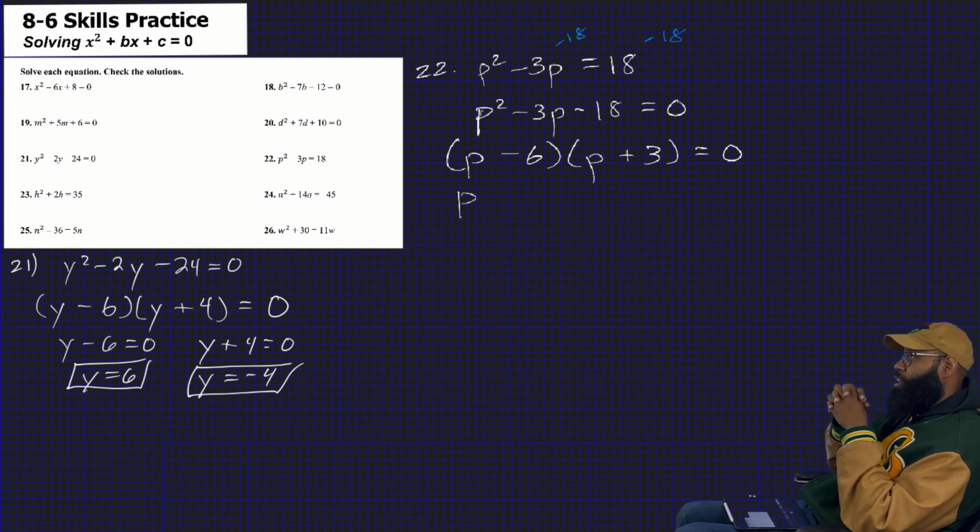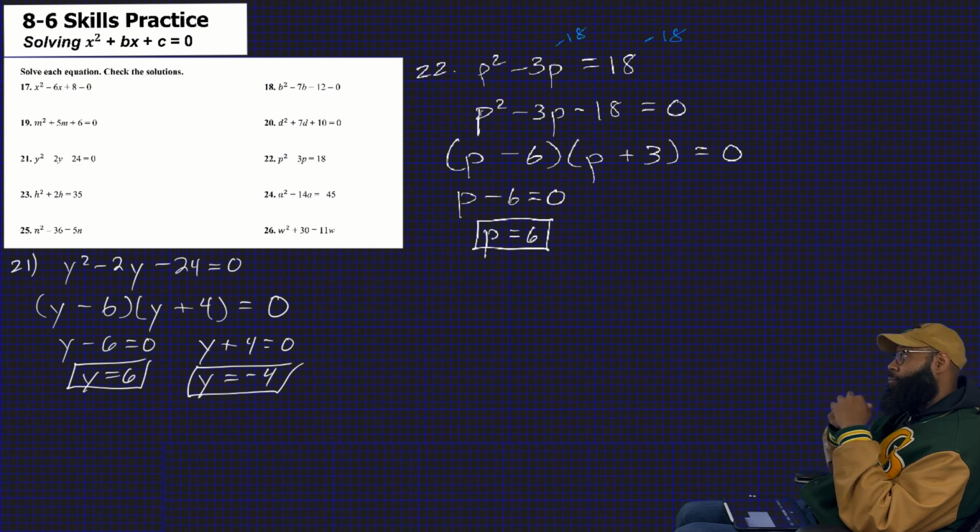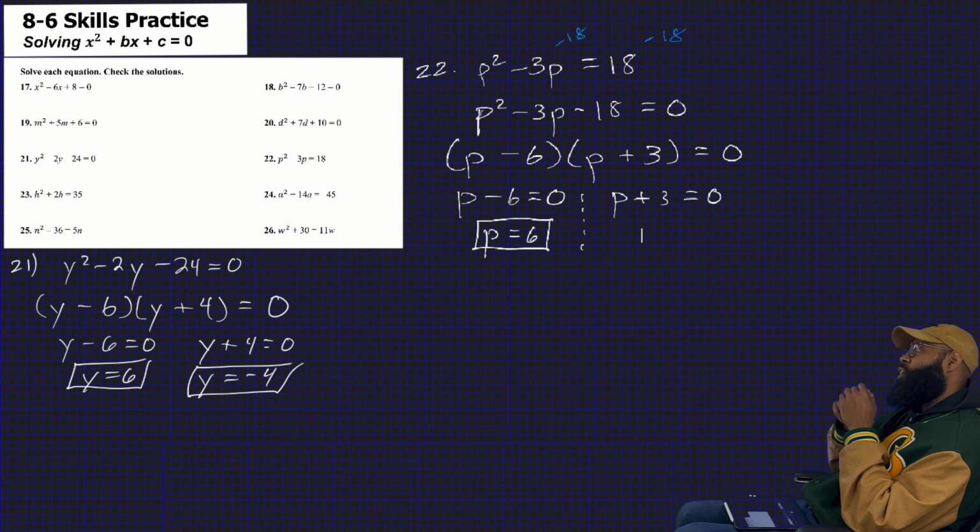Yeah, 6 minus 3 is 3. And of course, the 6 must be negative because the middle term is negative. I set up my first equation, p minus 6 equals 0. Set up my second equation, p plus 3 equals 0. And of course, add 6 to both sides for the first equation, subtract 3 from both sides for the second equation.